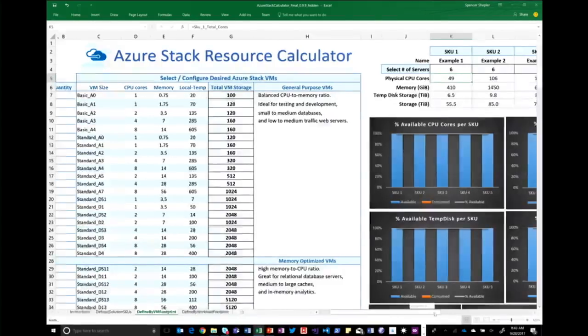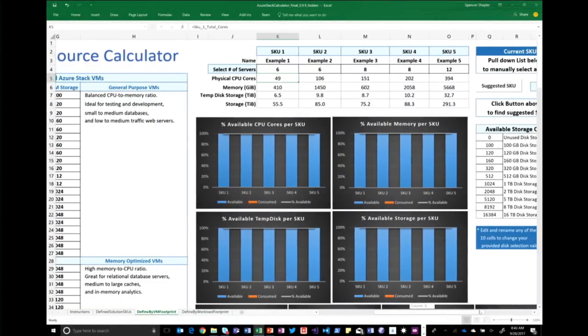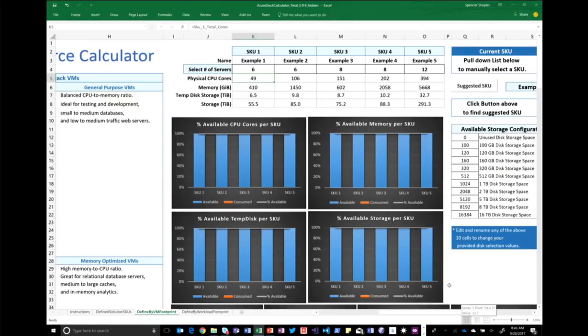Off to the right here is a set of graphs that determine capacity. At the moment, I have zeros for all those VMs, so everything's available, and everything is blue. I have the 5 SKUs up here at the top that were on a previous sheet.